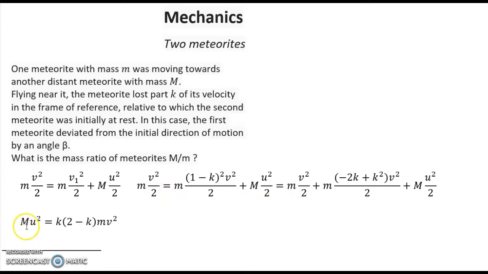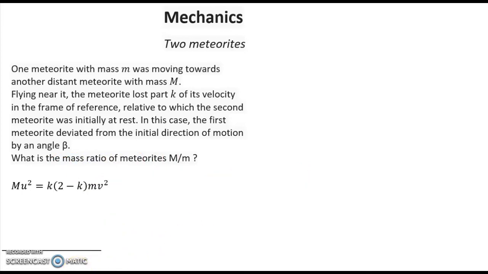So from energy conservation, we have big M u square equal k multiplied by 2 minus k multiplied by small m v square. This is the first one. So we don't need this anymore. The next step is to use momentum conservation.